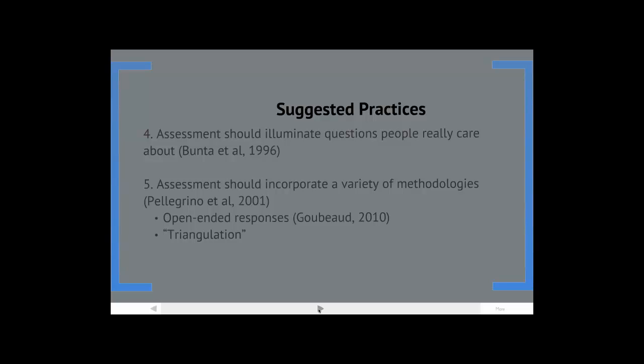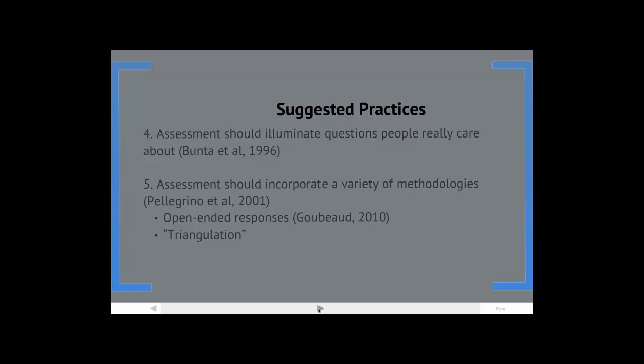A fifth suggestion is that assessment should incorporate a variety of methodologies, right? So we want to have closed-ended responses. We want to have open-ended responses. There's tons of literature on the value of open-ended responses. And more than anything, we want to use these different types of methodologies because it allows us to triangulate.